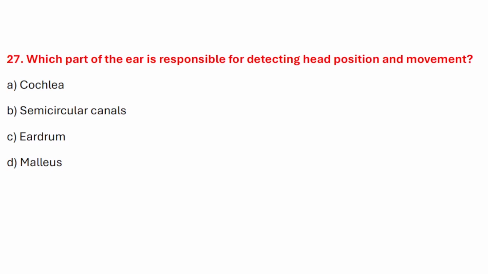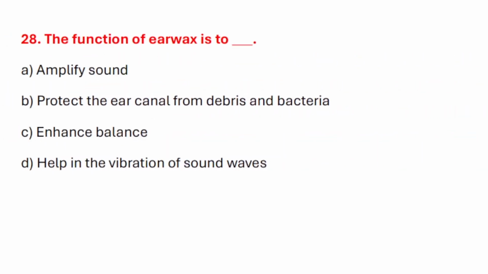Question number 27. Which part of the ear is responsible for detecting head position and movement? Correct answer is option B, semicircular canals. Question number 28. The function of earwax is to. Correct answer is option B, protect the ear canal from debris and bacteria.